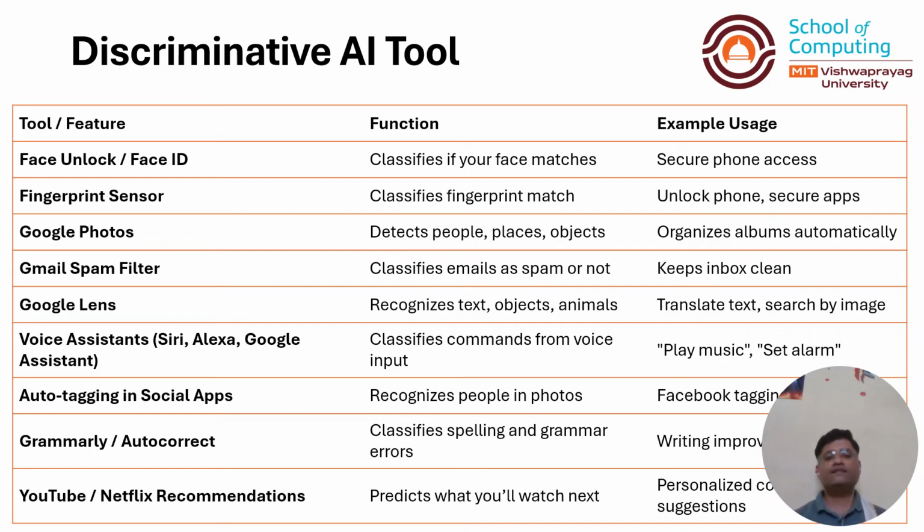Next, the voice assistant. It helps to classify the command from voice input. Auto tagging in social media. Again, this is also discriminative AI. Recognizes the people in the photo. Grammarly. It helps to classify whether the given sentence is grammatically correct or not. YouTube. It is a recommender system. Based upon your history, it will suggest new videos you might be interested in.